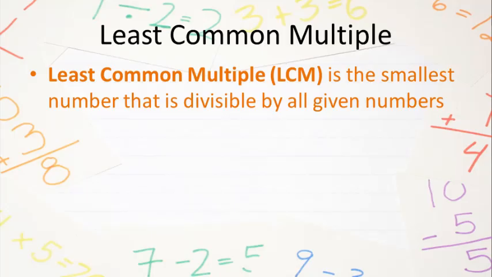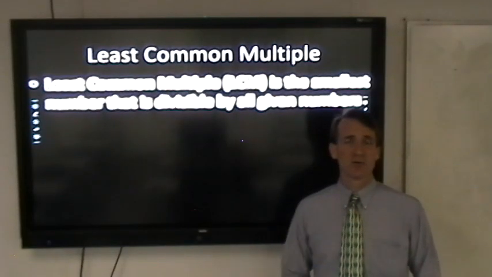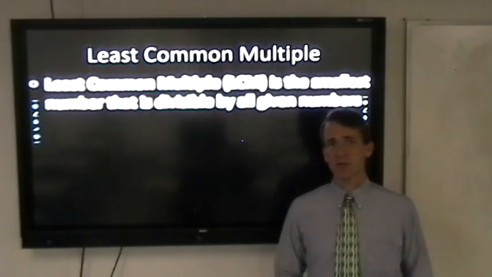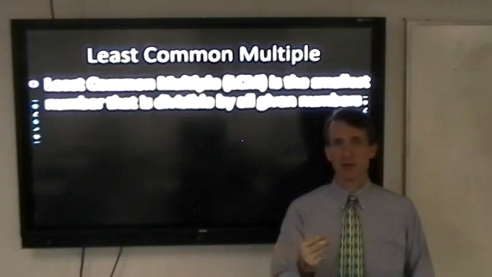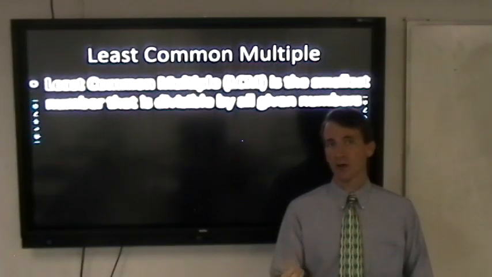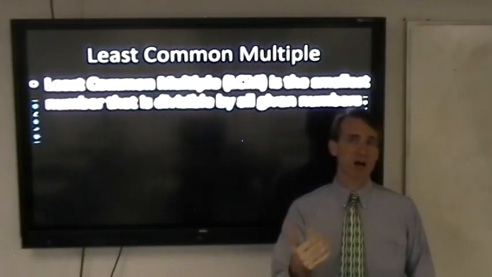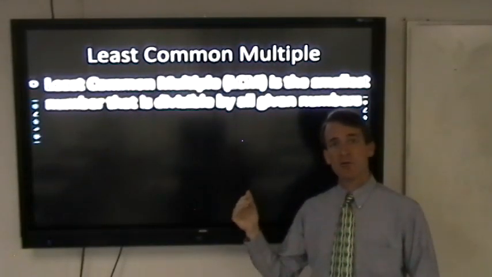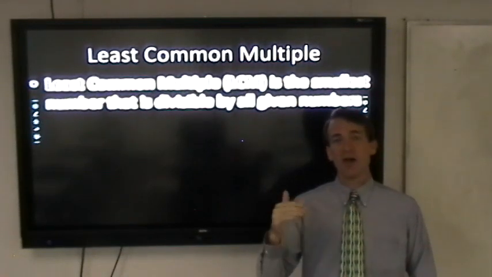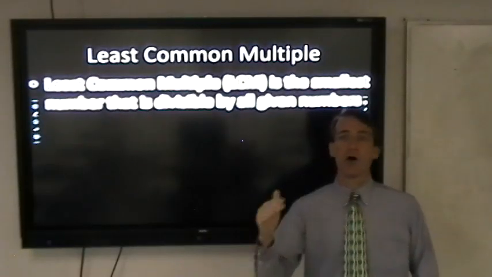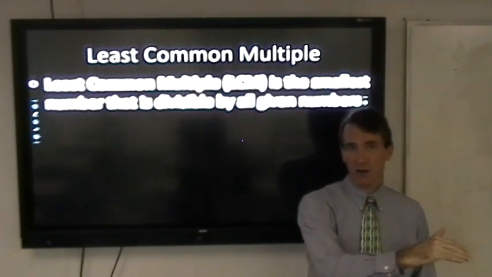Alright, so now that we know how to do greatest common factor, let's go to least common multiple. Least common multiple is kind of the opposite of the greatest common factor. With the greatest common factor, we're looking for a factor that if I were to divide each of my numbers by, I would come up with a whole number, and I want the biggest number possible. With least common multiple, I want the smallest number possible that all of my numbers are a common factor of.